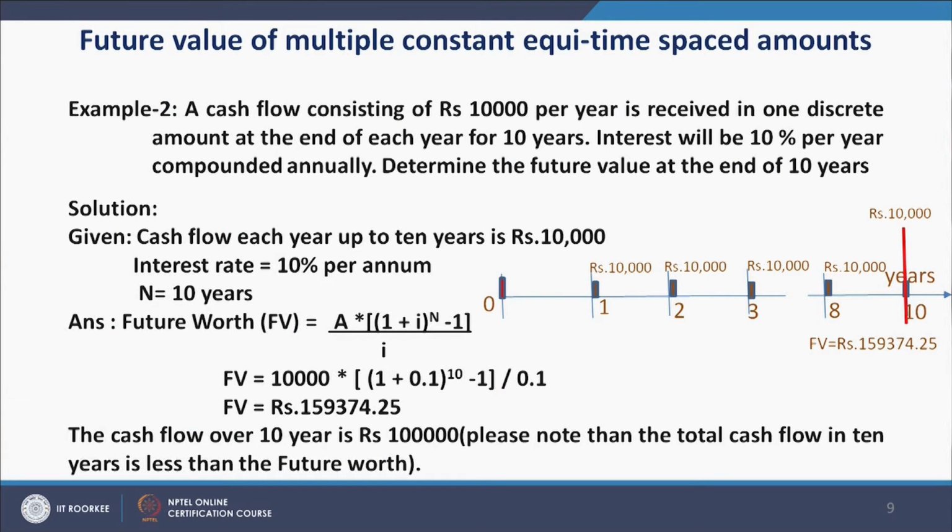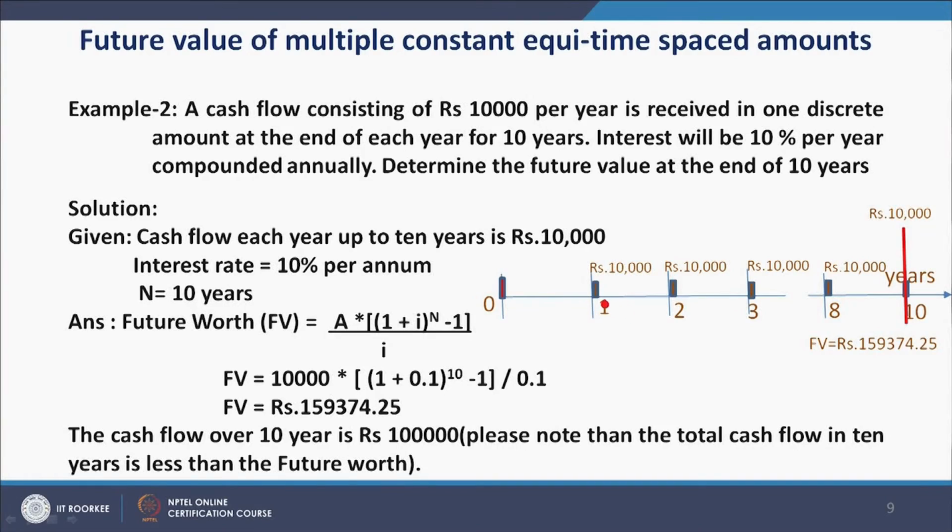This is a problem which is given in example 2. It is related to future value of multiple constant equi-time spaced amounts. Here basically the future value of an annuity is being calculated. The example 2 is a cash flow consisting of rupees 10,000 per year, received in one discrete amount at the end of each year for 10 years. Interest will be 10% per year compounded annually. Determine the future value at the end of 10 years.